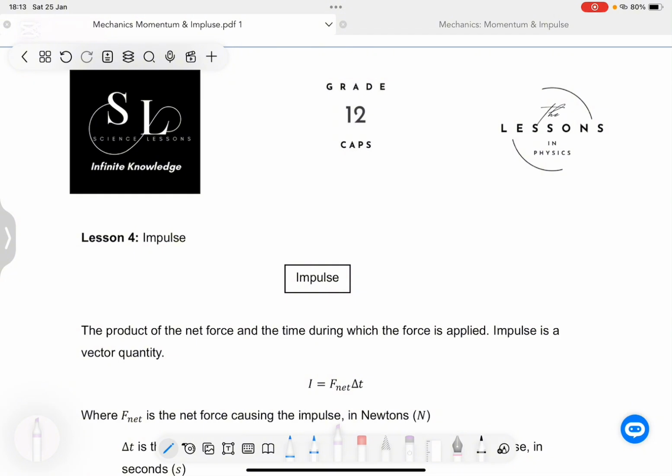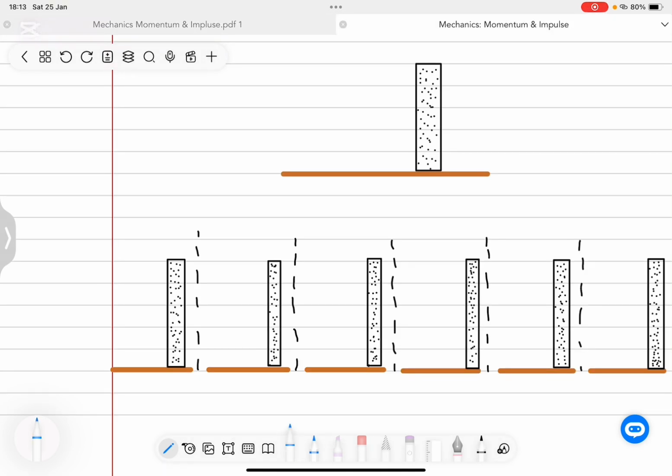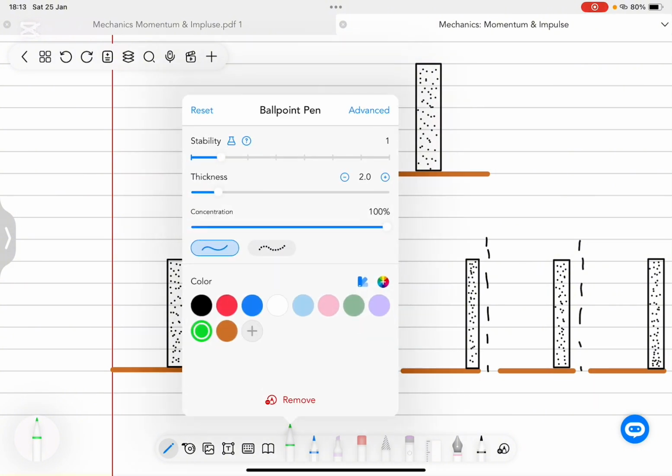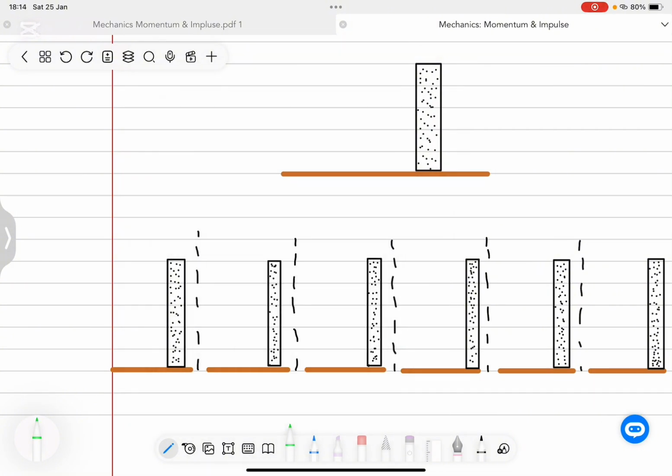In lesson 4, we are going to spend time looking at the details of a concept called impulse. To understand impulse, I'm going to use diagrams to illustrate the motion of a tennis ball. Suppose that we have a tennis ball that is moving horizontally towards a wall, and it has some velocity v.